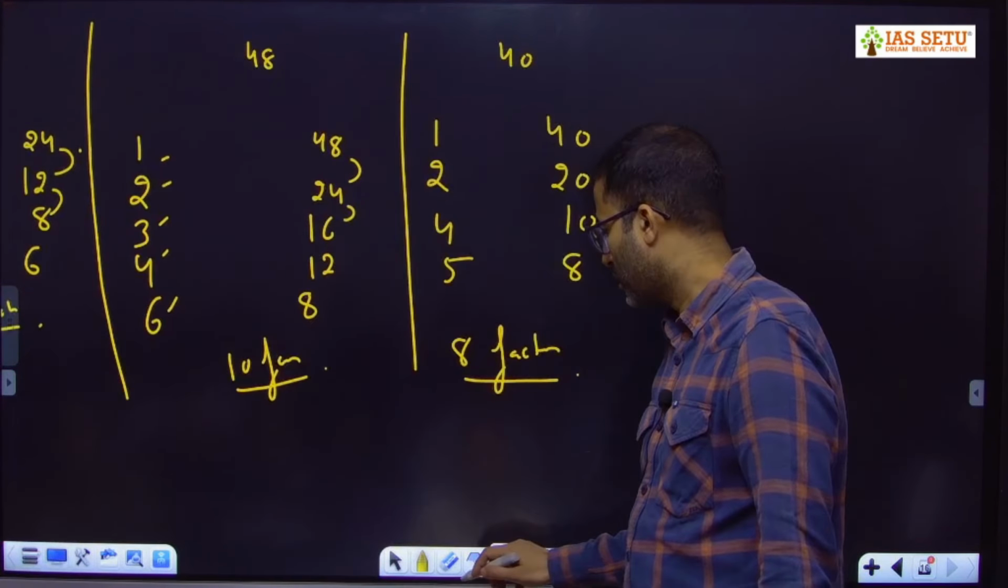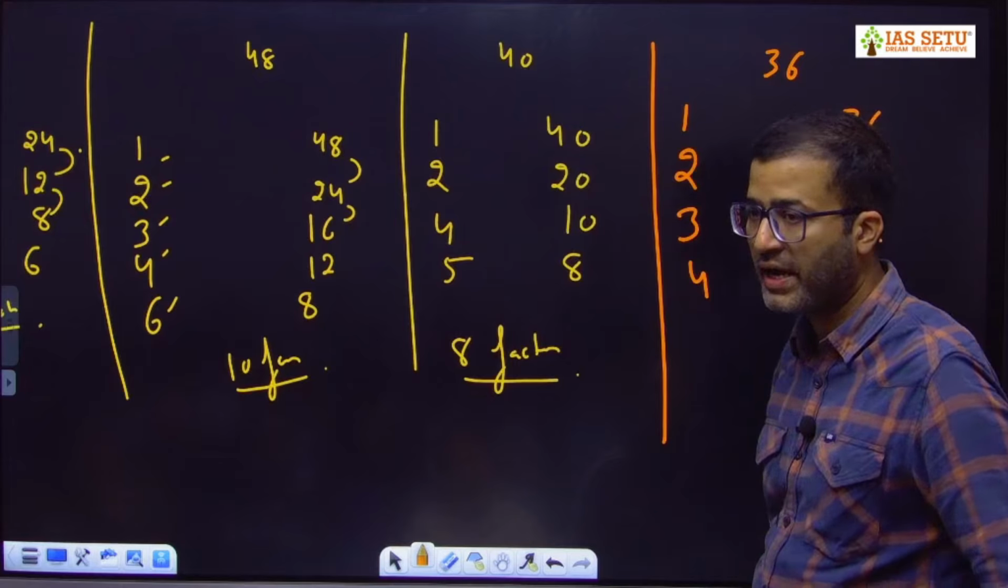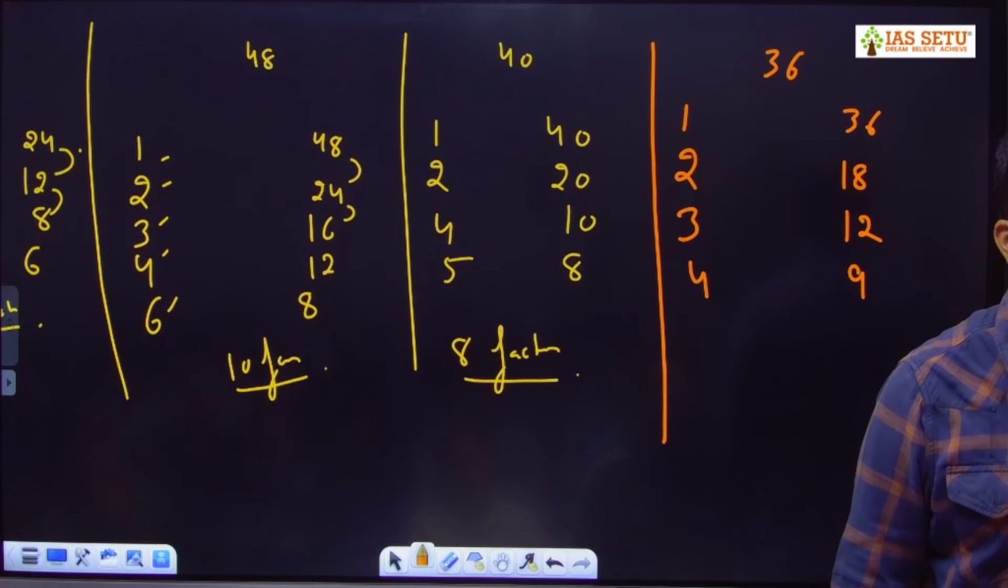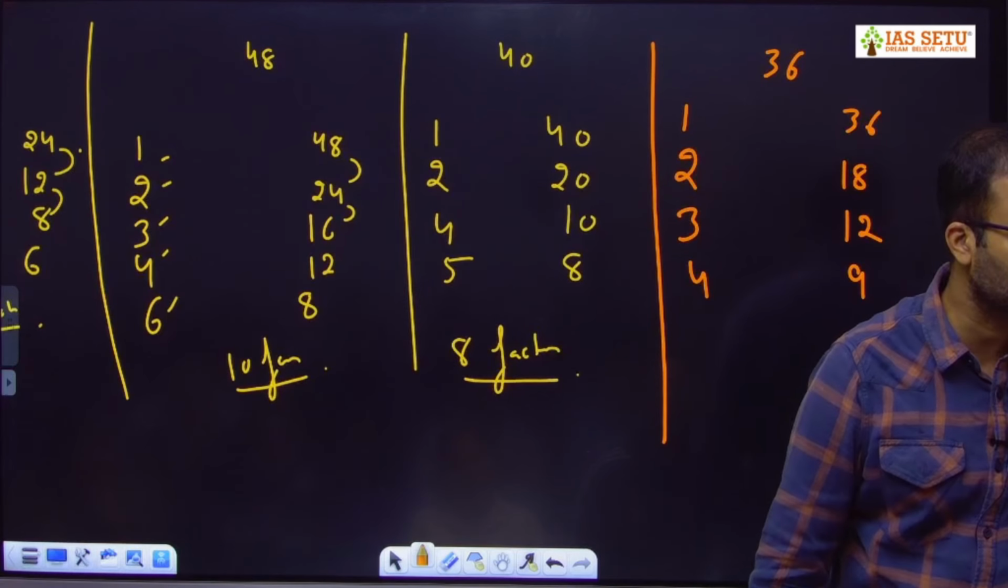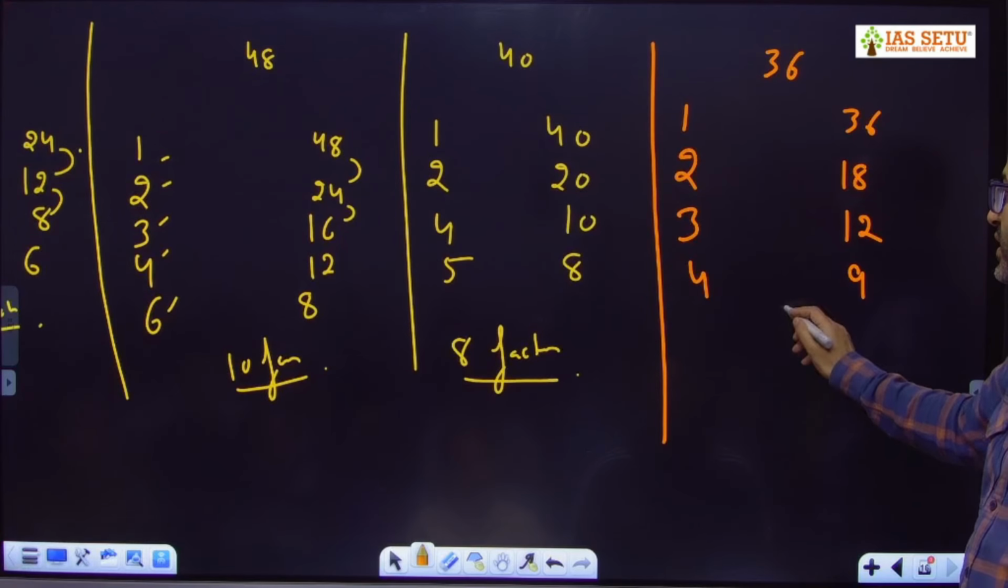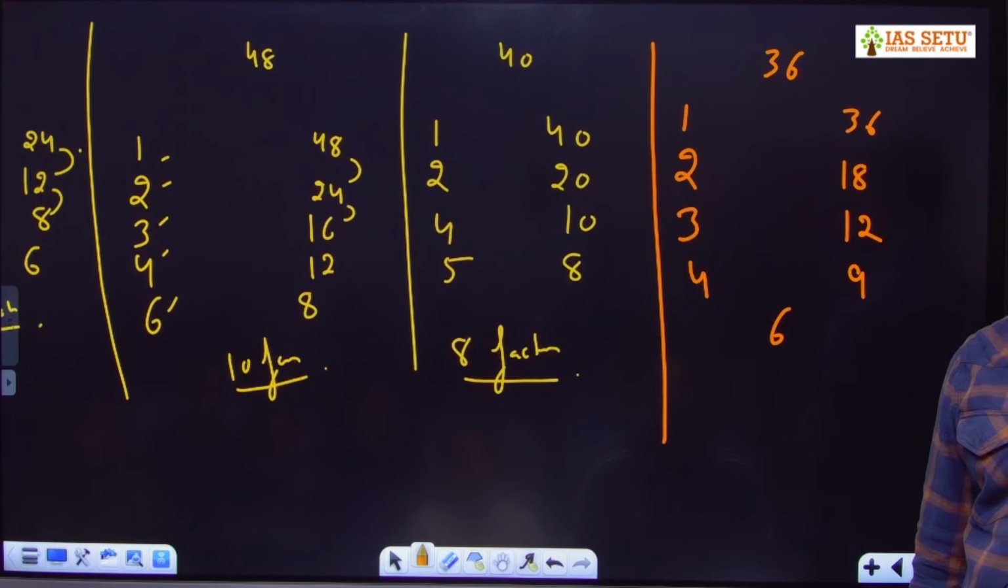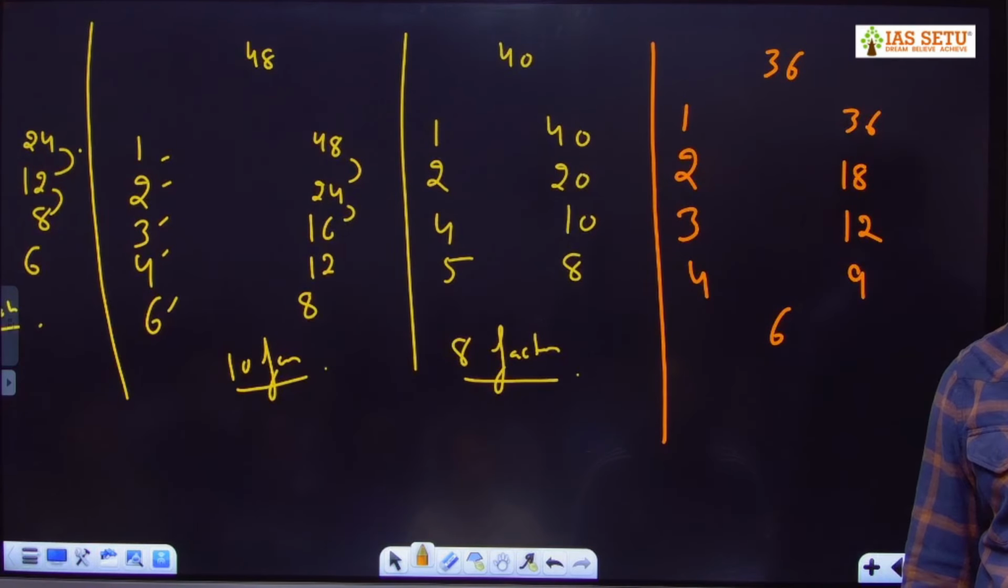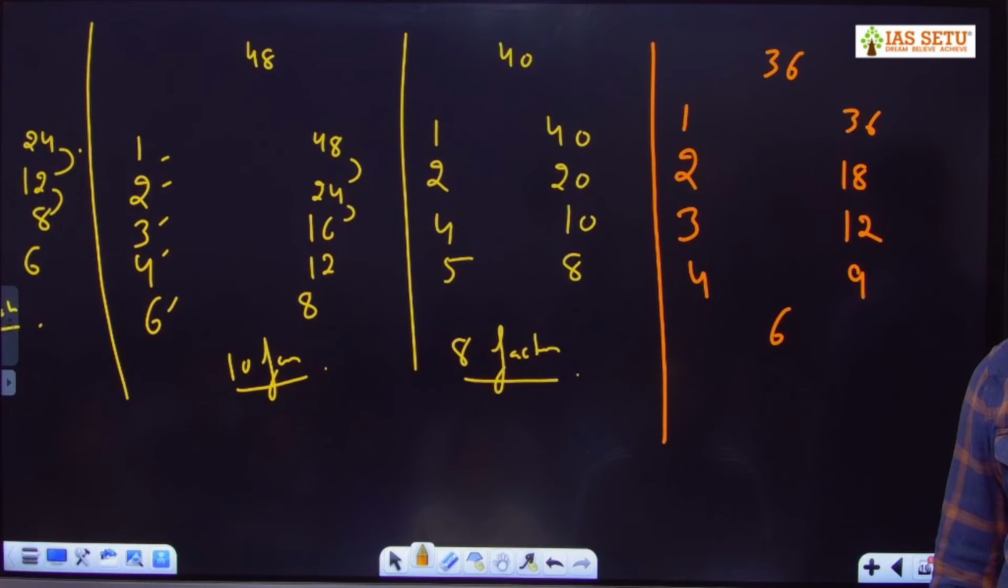I take one number, 36. We check pairs. 1 makes a pair with 36. 2 makes a pair with 18. 18 2s are 36. 3 makes a pair with 12. 4 makes a pair with 9. 9 4s are 36. Is it divisible by 5? No. 6? Yes. But here the point is 6 makes a pair with 6 itself, because 6 into 6 is 36. 6 also has a pair, but with itself.